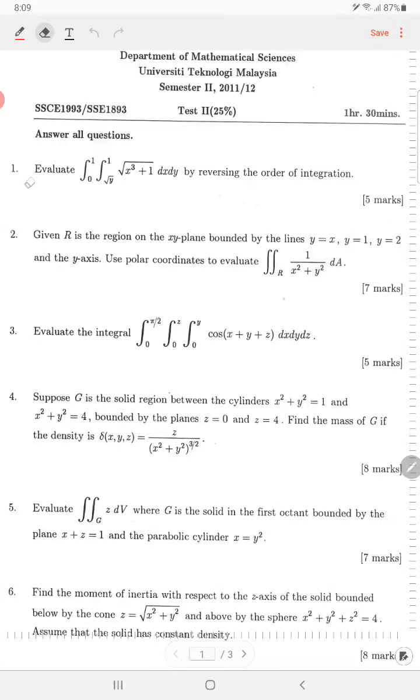Let's look at question number 1. Here the integrand is the square root of x cubed plus 1. The order given is dx dy. Obviously this would be easier to evaluate if the order is reversed to dy dx.